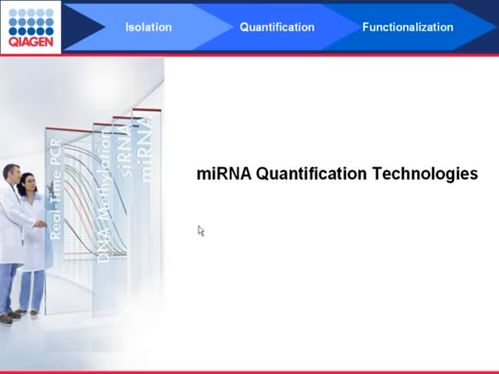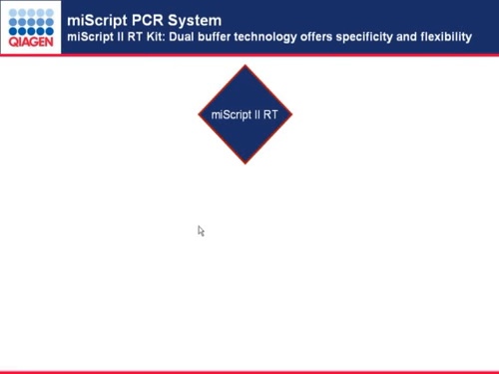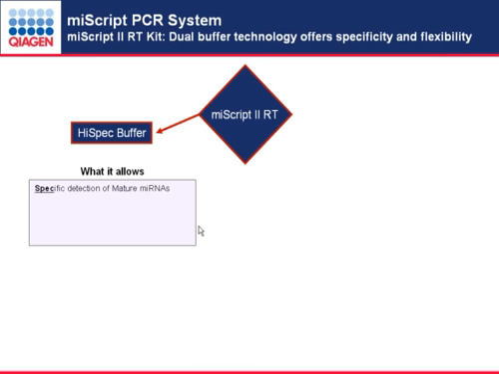Now I'd like to shift gears and talk about microRNA quantification technologies. Here I'd like to discuss the miScript PCR system. This is a brand new system recently released by us at QIAGEN, and the miScript II RT kit has a dual buffer technology that offers both exquisite specificity and flexibility.